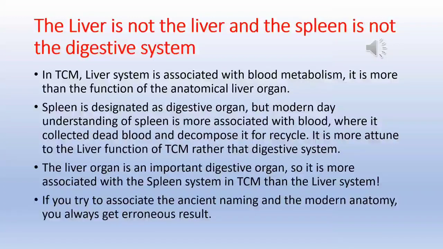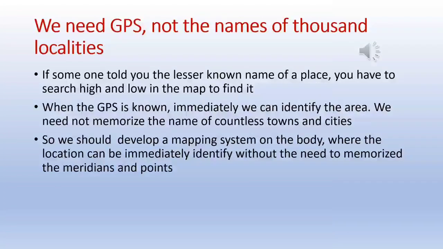So if you try to associate the ancient naming and the modern anatomy, you always get erroneous results. We need a modern system to map the body. Now if someone tells you the lesser known name of some place, wow, you have to go to the web and search high and low to find where the place is. But if we give you the GPS, immediately you can identify the area. So we need not memorize the names of countless towns and cities, as long as you know the GPS. So we should develop a mapping system on the body where the location can be immediately identified without the need to memorize the meridians and the points.